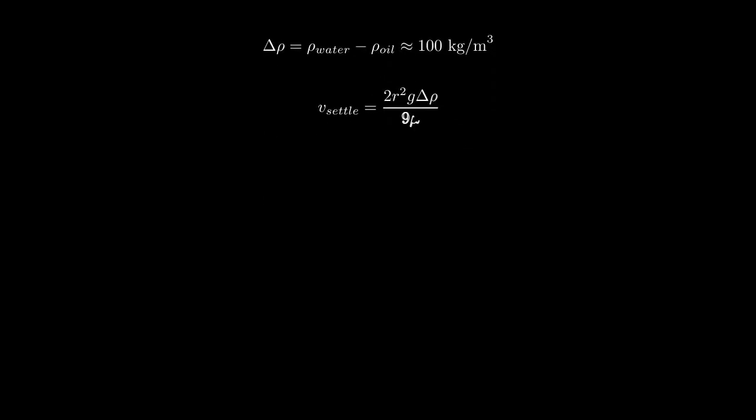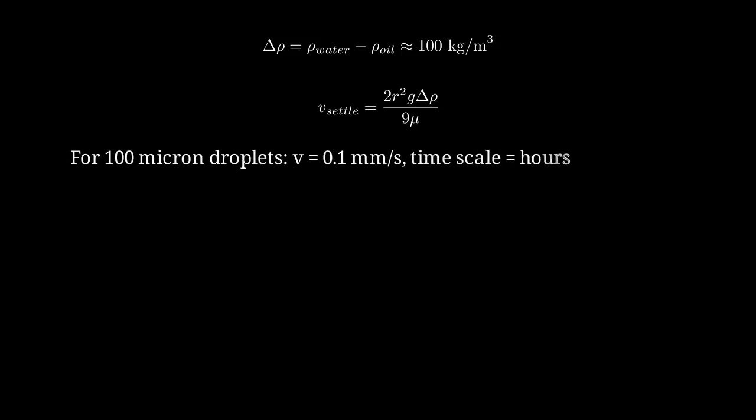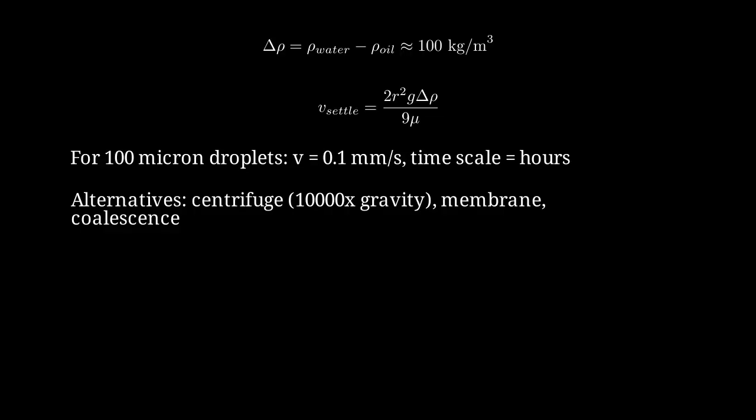Stokes' law gives the settling velocity based on droplet radius, density difference, and fluid viscosity. For 100 micron droplets, settling velocity is about 0.1 millimeters per second, requiring hours for gravity separation. To speed this up, we could use a centrifuge providing 10,000 times gravity, membrane filtration, or coalescence techniques.